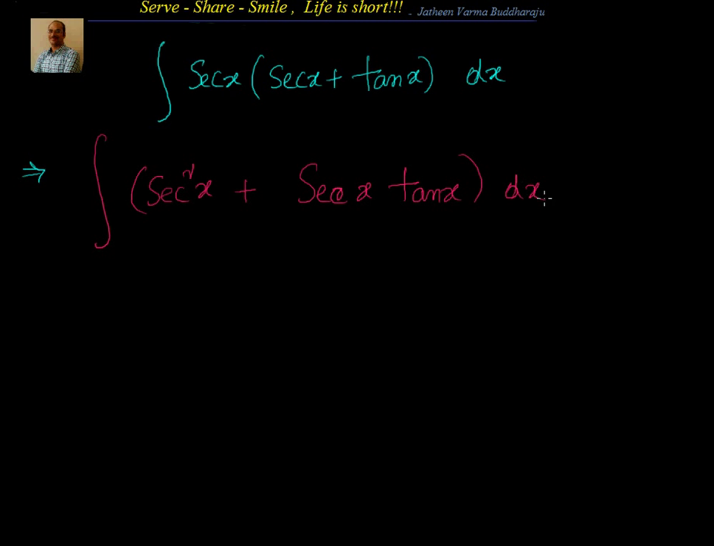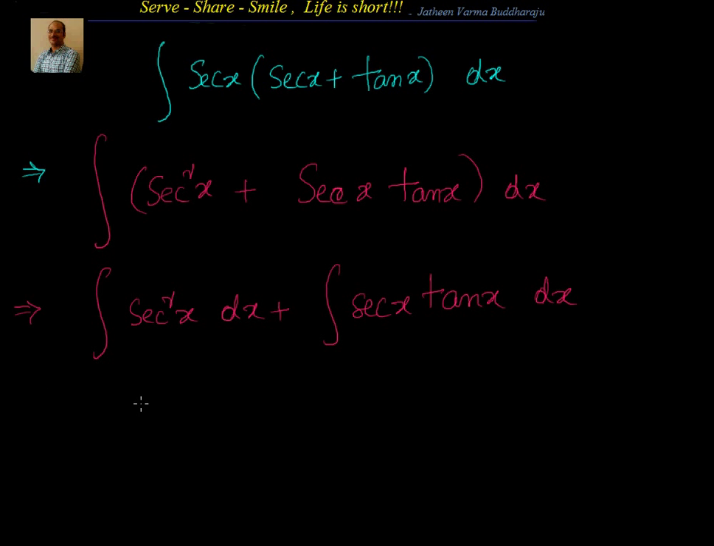So next step, we'll try to separate them. We'll have integral of secant square x dx plus integral of secant x tan x dx. We know integral of secant square x is equal to tan x. We have seen it in the last session. Similarly, integral of secant x tan x is secant x plus constant. So the answer is tan x plus secant x plus c.